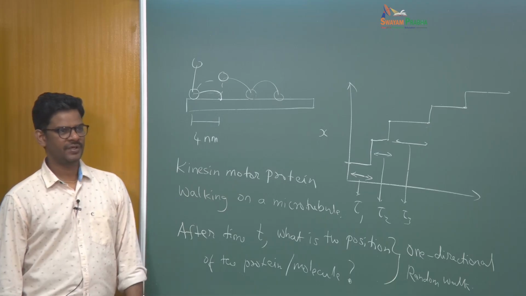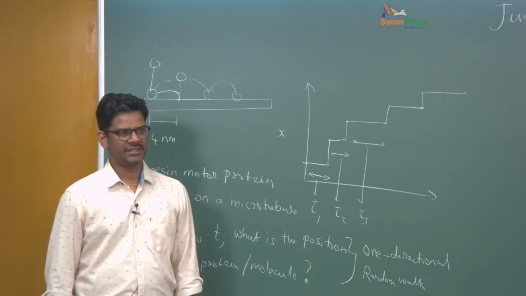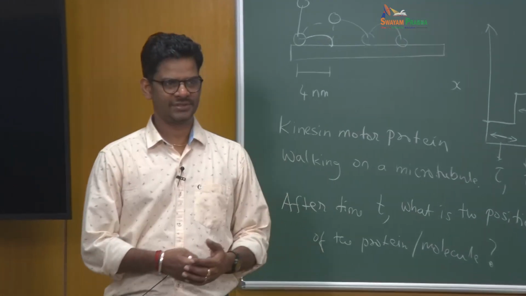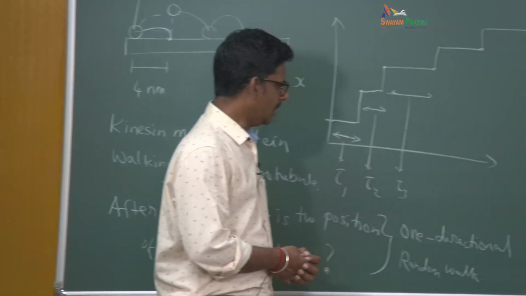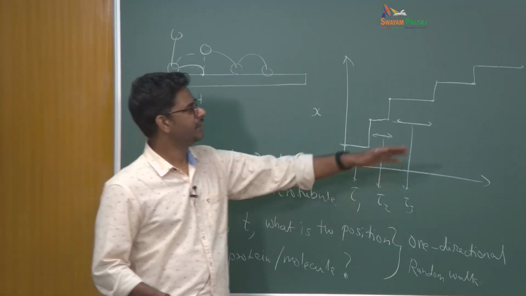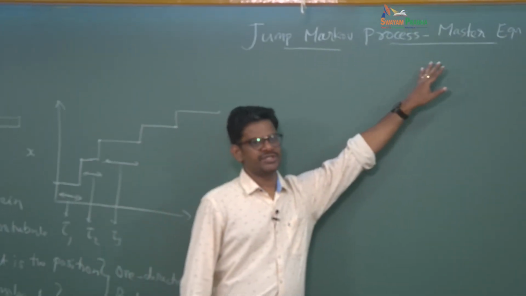So therefore we can discretize the space into a set of discrete points. So therefore we can apply the jump Markov process, okay. And if you want to do that in terms of a continuous Markov process, one dimensional random walk, we can do that, but master equation is not the governing equation.